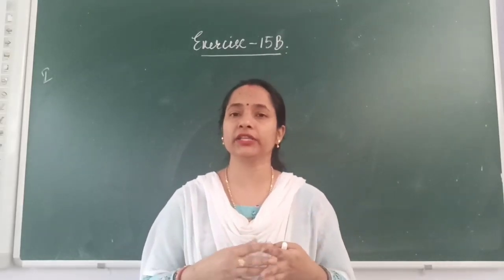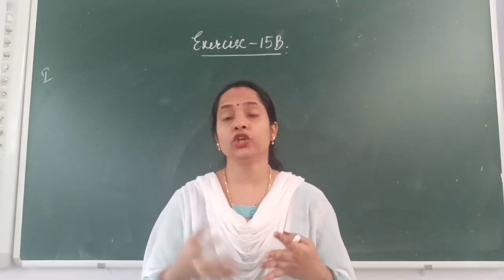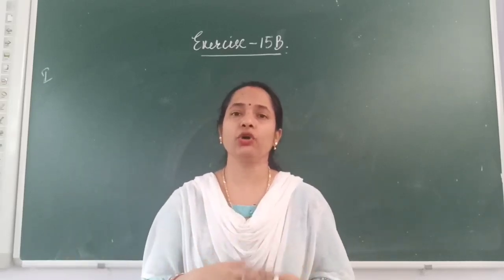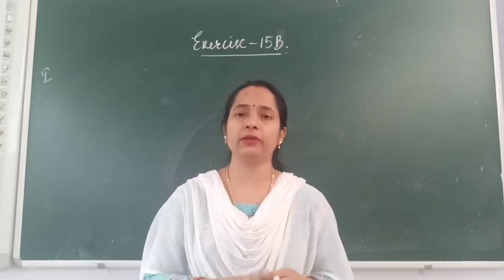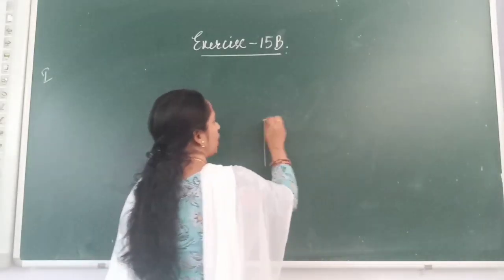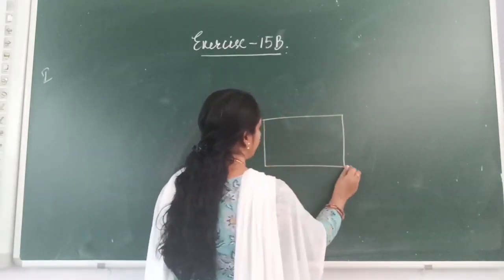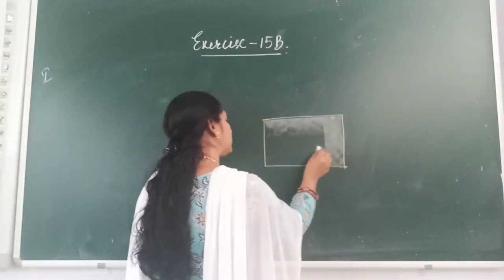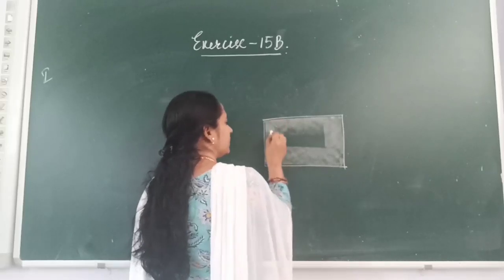Means क्या कर रहे हैं? What are you doing there? You are trying to pick up all the grass. You are cleaning the field. So which portion of the field will be cleaned? Suppose this is your rectangular field. Then the portion from where you will pick the grass is this one, isn't it?